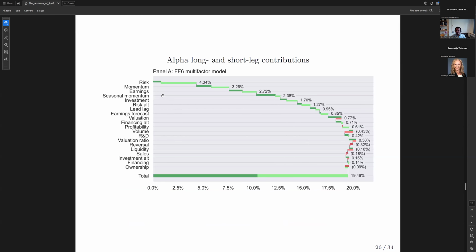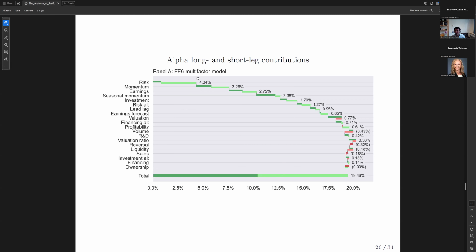One nice thing about alpha is that you can make this waterfall chart, but you can also decompose the alpha not only in terms of the contribution of each predictor, but also whether it came from the short or the long leg of the portfolio. As I was mentioning before, both the short and long legs seem to contribute equally to alpha, maybe with a slightly larger contribution from the long leg, which is dark green. The short leg is light green.